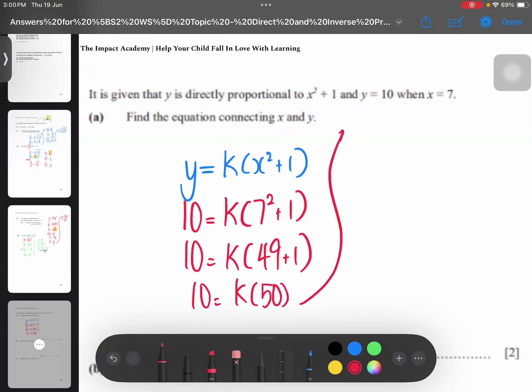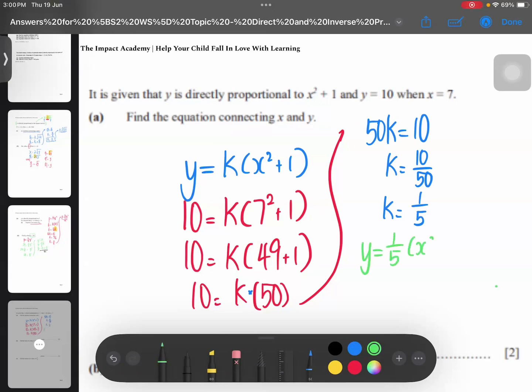All right, this basically means there's a what over here? There's a multiplication over here. Do you understand? All right, so we know that this is basically 50k is equal to 10. All right, k is equal to 10 over 50. So k is equal to 1 over 5. Do you understand? To form our equation, y equals 1 over 5 bracket x squared plus 1. Okay, so that's your answer for the first part.